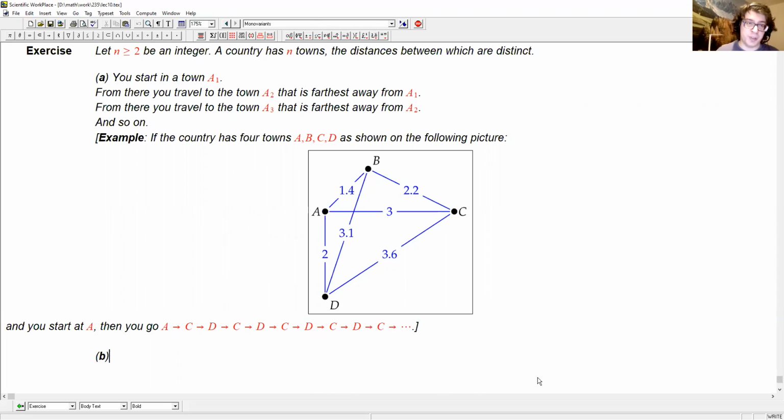There is also a part B of the exercise. Oh, what is the claim of the exercise? Prove that if A3 is not the same as A1, so if you did not get back to the original town after just 2 moves, then you will never return to A1.